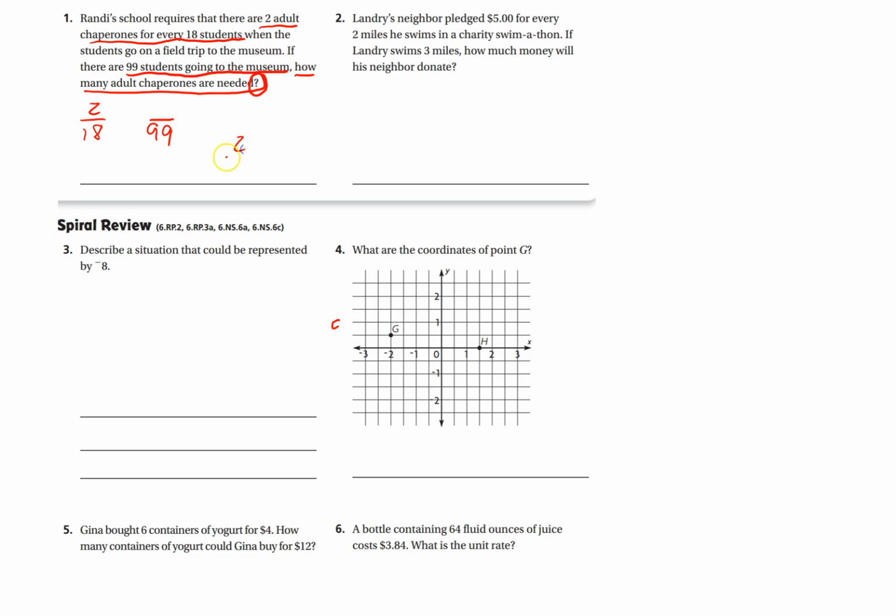So we need to find that unit rate. So 2 over 18, and we need to get to 1. So 1 to 9. So to get from 9 to 99, I have to multiply by 11. So I multiply the top by 11 as well. So that's going to be 11 chaperones for those 99 students.